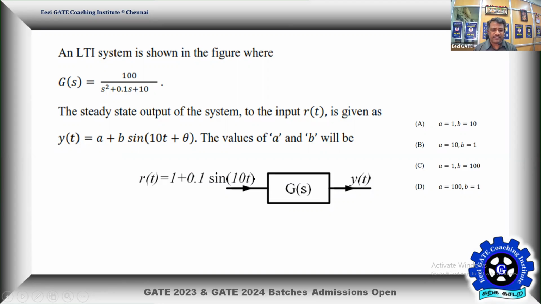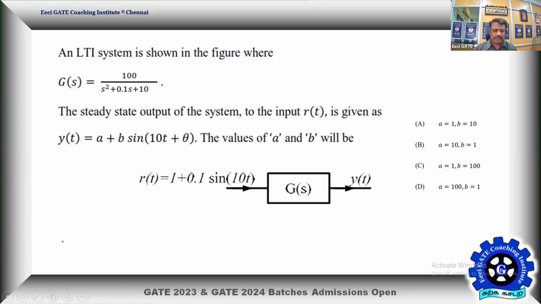We have an LTI system having a transfer function G of s that is given as 100 by s square plus 0.1 s plus 10. That has static sensitivity K, omega n square and damping ratio. Okay, we'll find that. Then the problem is the steady state output of the system to the given input command r of t.